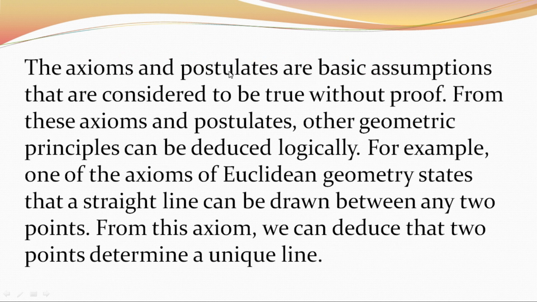The axioms and postulates are basic assumptions that are considered to be true without proof. From these axioms and postulates, other geometric principles can be deduced logically. For example, one of the axioms of Euclidean geometry states that a straight line can be drawn between any two points. From this axiom, we can deduce that 2 points determine a unique line.